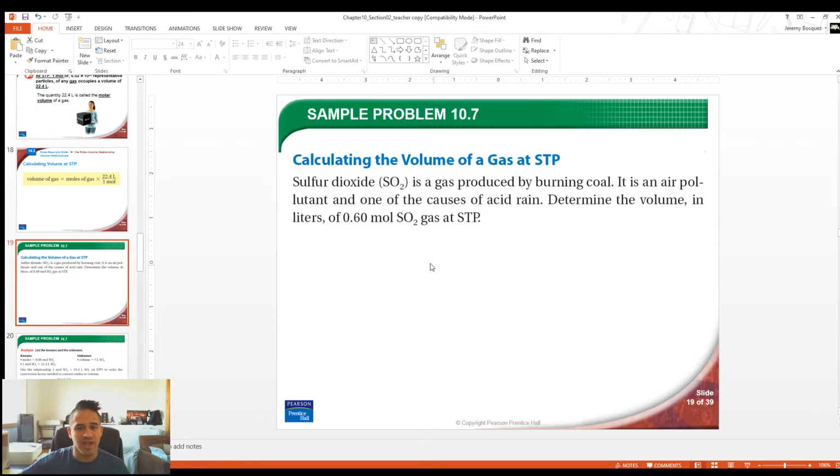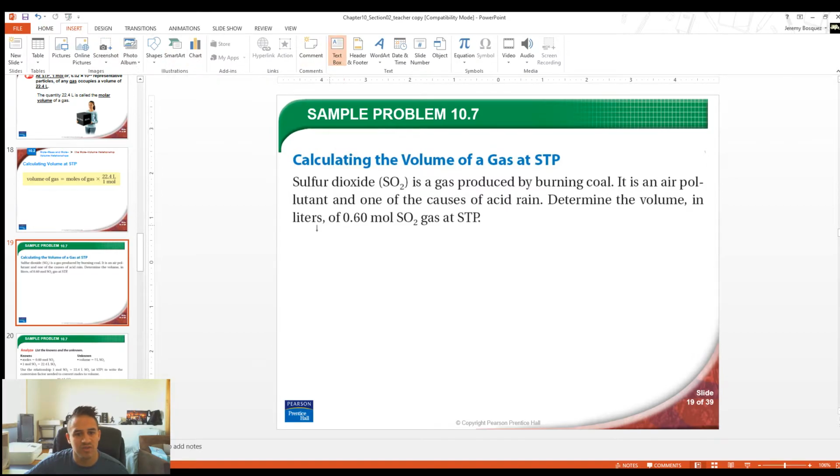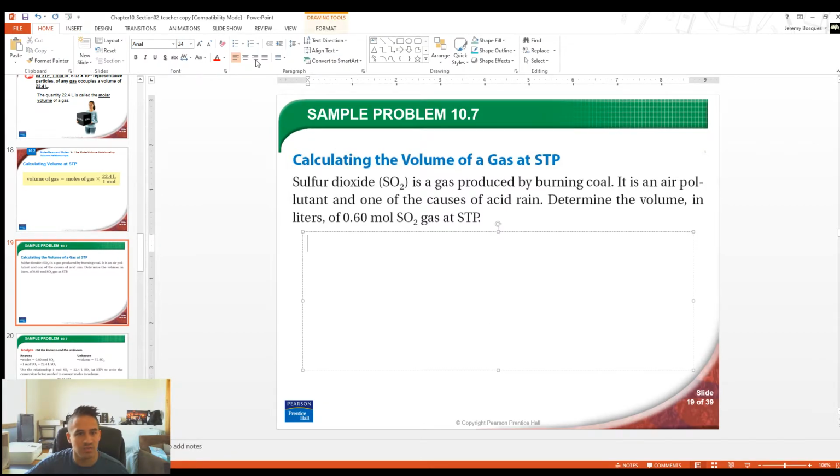So, sulfur dioxide, SO2, is a gas produced by burning coal. It is an air pollutant and one of the causes of acid rain. Determine the volume in liters of 0.60 moles of SO2 gas at STP. All right, so this problem, again, it's important for us to know what we're starting with and what we're ending with. They want us to determine the volume, which means that our final answer is going to be in liters of SO2. Okay, so volume is typically measured in liters. And we are starting with 0.60 moles of SO2 gas.